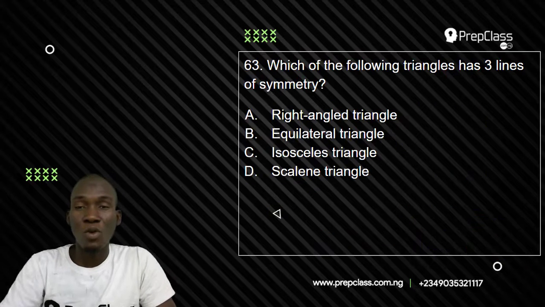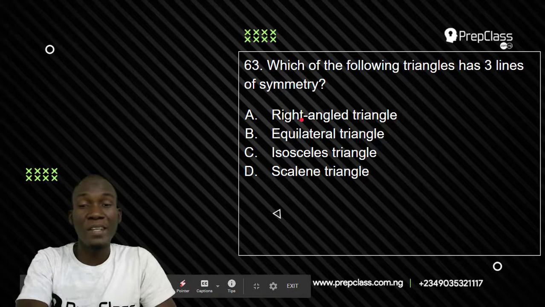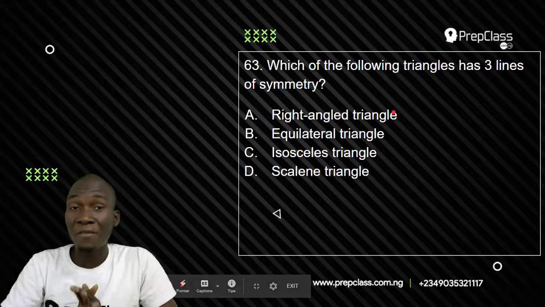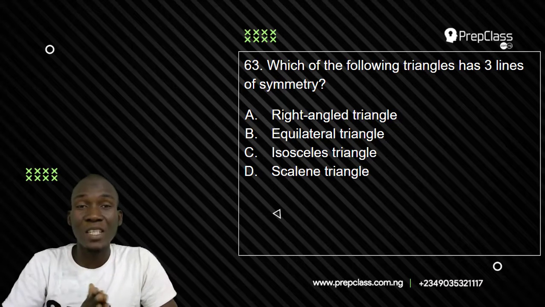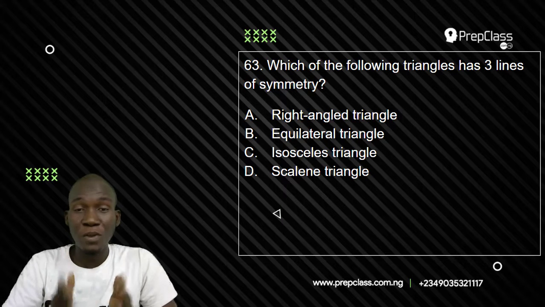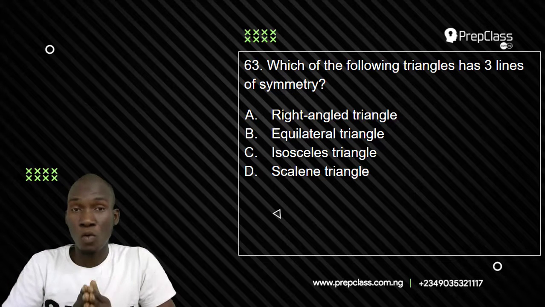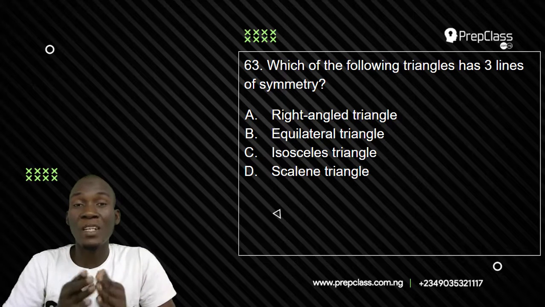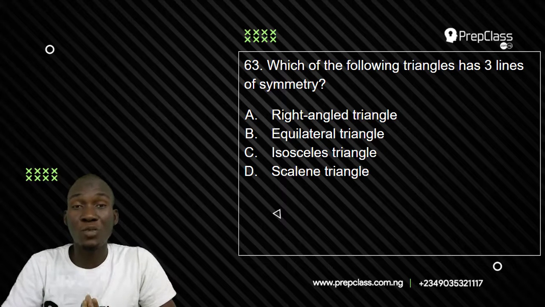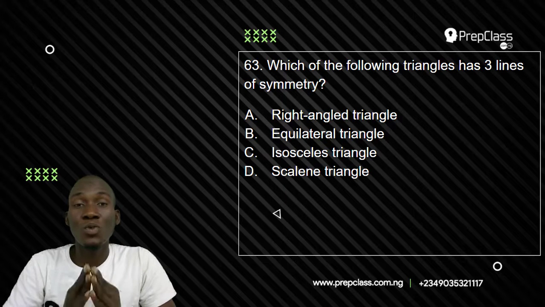So now looking at these triangles, which one of them is going to have three lines of symmetry? A right-angled triangle cannot have three lines of symmetry because the sides are not equal all round. An equilateral triangle has all its sides equal. Because all the sides are equal, if you draw a line of symmetry, it will match perfectly and give us three lines of symmetry following the vertices. So if we draw lines of symmetry on an equilateral triangle, we end up with three lines that divide it into two equal halves.